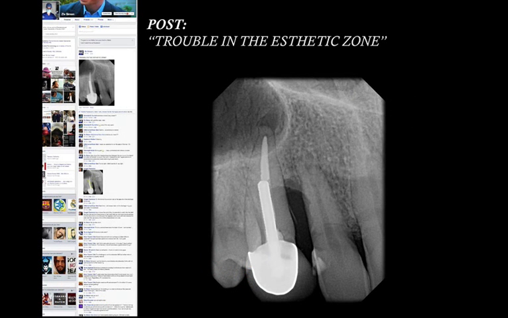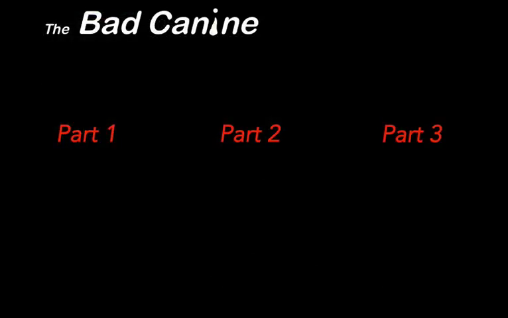I first posted a periapical radiograph of a canine gone bad, and I called it the trouble in the aesthetic zone. And it created really good discussion, a lot of comments about this case, a lot of suggestions of what needs to be done, what not to do. And I immediately knew that this is a case that a lot of doctors would be interested in. And that's why I created this three-part video series.